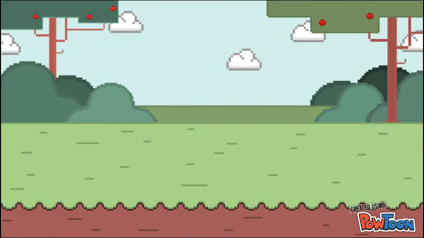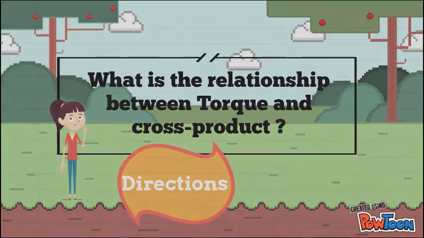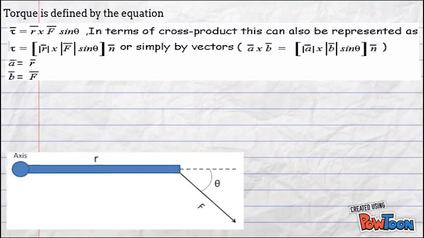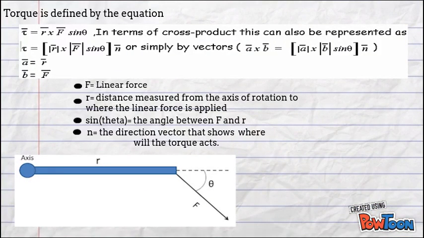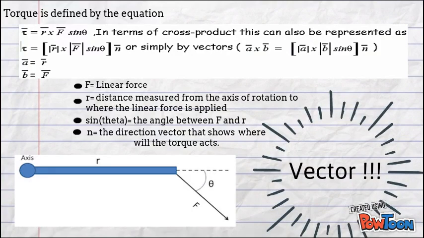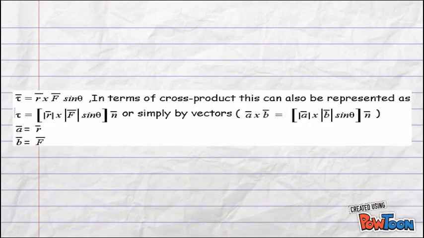Now what is the relation between torque and cross product? It is the direction. That's because the torque is denoted by the equation T equal to R cross product F sine theta. R is a representation of distance from the axis of rotation, while F is a force. And this can only determine the magnitude of torque. But in the occasion of cross product, the same formula can be applied because they are of the same derivation.